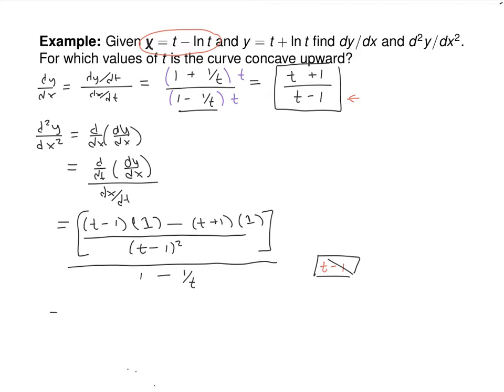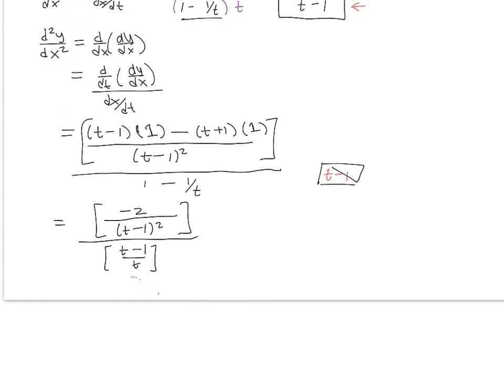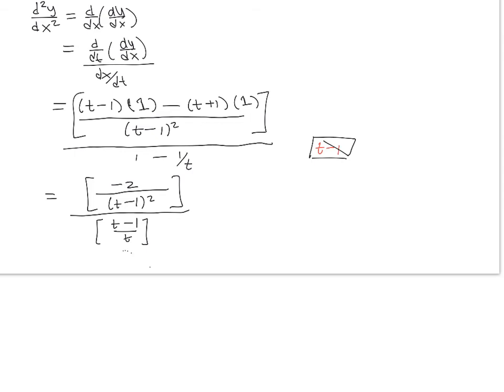Okay, now we have to simplify this, which will be a little bit gross, but you can handle it. The numerator is negative 2. The denominator is t minus 1 squared. And in my denominator, I will have t minus 1 over t. Okay, so to deal with this, I can reciprocate the denominator and multiply, which gives me the second derivative is negative 2t over (t minus 1) cubed.